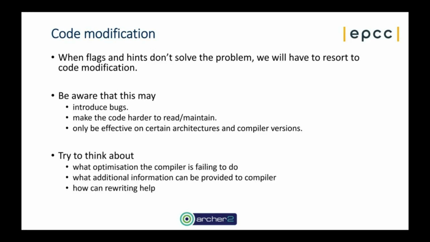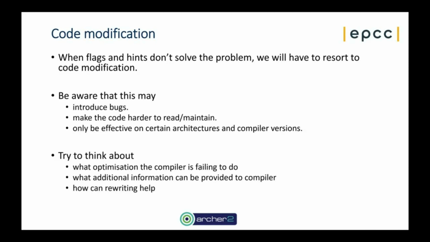And we may also end up doing optimizations that only work on certain architectures, if we're doing very specific things for the processor that we're running on. So they all have to be borne in mind when we do the code modifications, because we can damage our code to optimize it. So we need to make sure we're happy to do that.